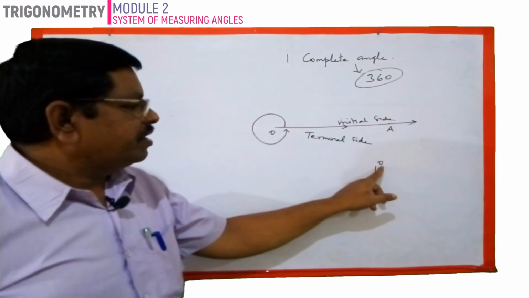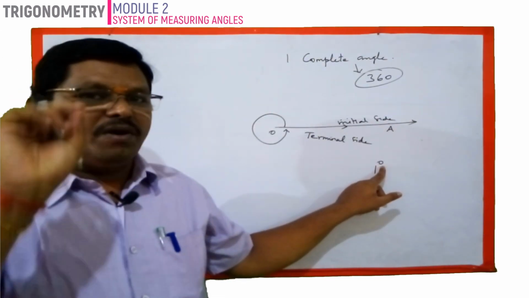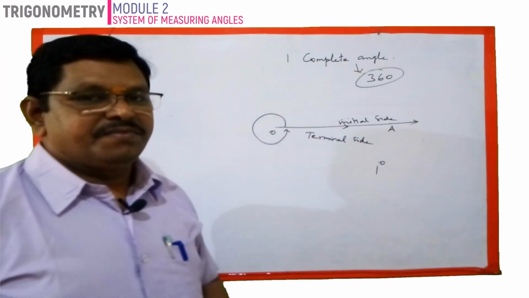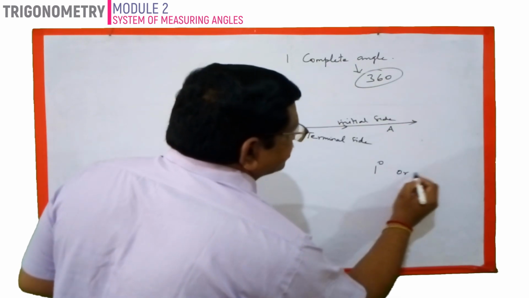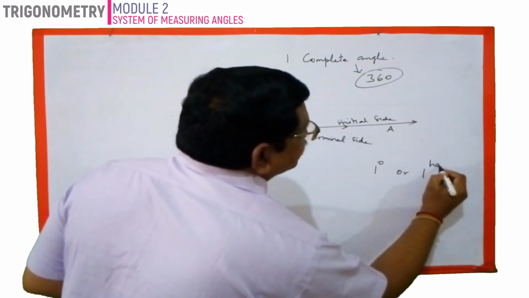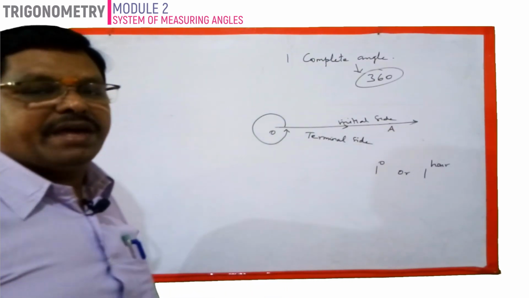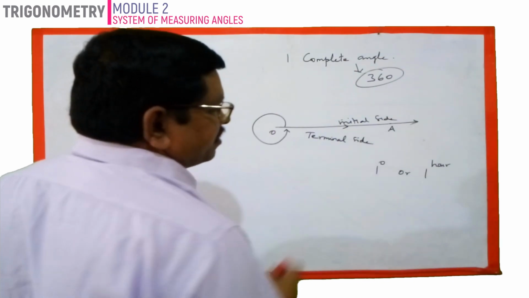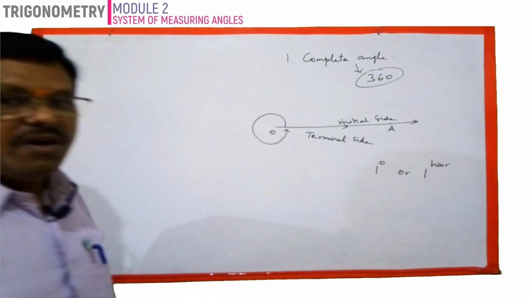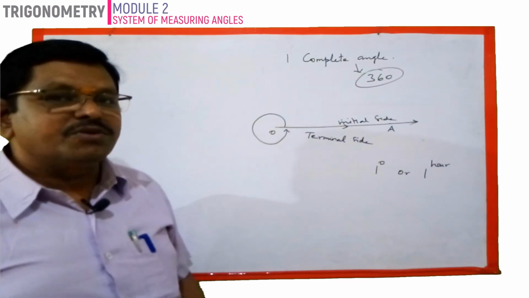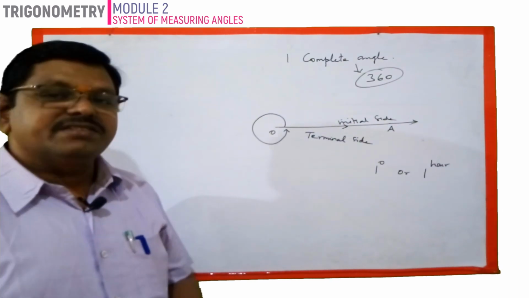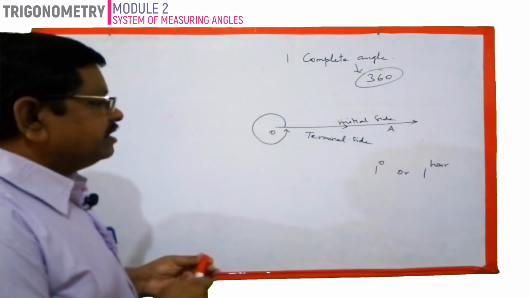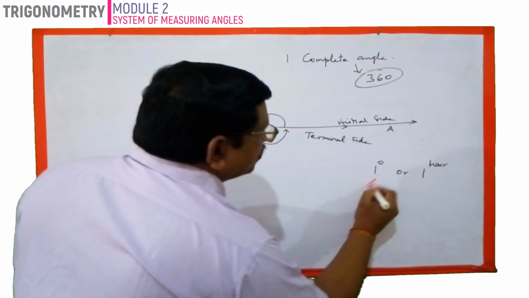We denote 1 degree with the symbol circle, a superscript circle written above the 1, or it can be written as 1 hour. So here 1 degree or 1 hour. That means one complete angle is divided into 360 parts. Each part is taken as 1 degree. Again, this 1 degree is divided into 60 parts.